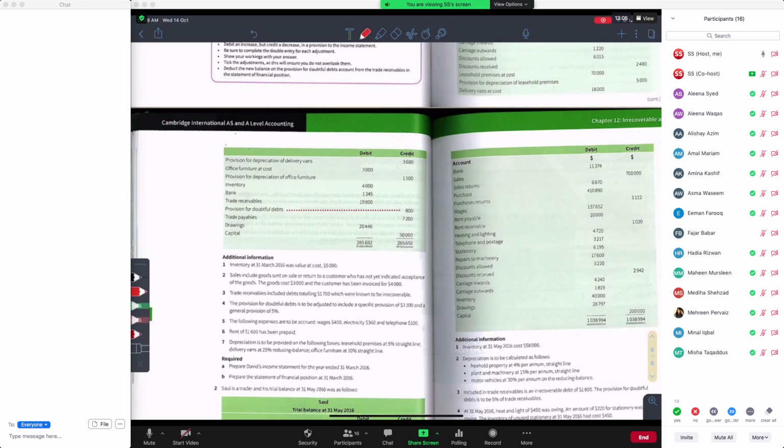Mehreen, Minal, Fajr? Fajr? Excuse me, sir. जी बेटे हाँ okay so Fajr ने Sir, question the goods cost yeah go ahead Alina. The goods cost $3,000, but the customer had been invoiced for $4,000. Yeah, shouldn't that be counted as an error? Absolutely, because $1,000. Absolutely, good question. Actually, I forgot to mention this part.